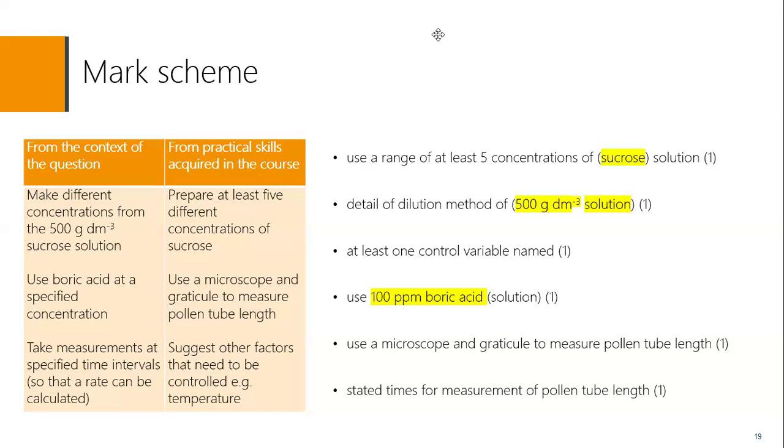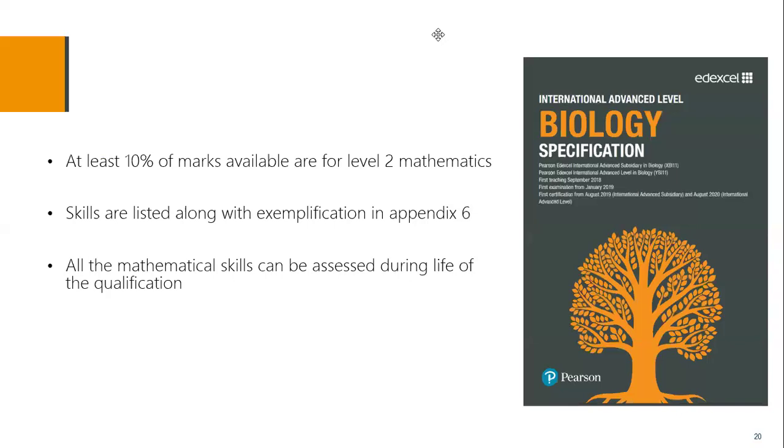Now we're going to go on to have a look at the mathematics content in the exams. Now, at least 10% of the marks are available for level 2 mathematics. Each exam paper, when it's written, has to have 10% of the marks available for level 2 maths.